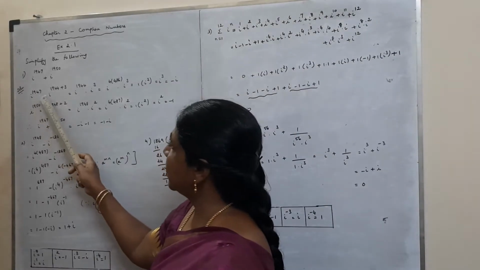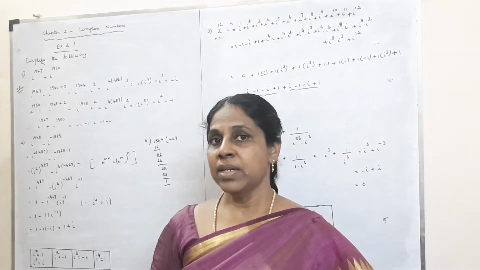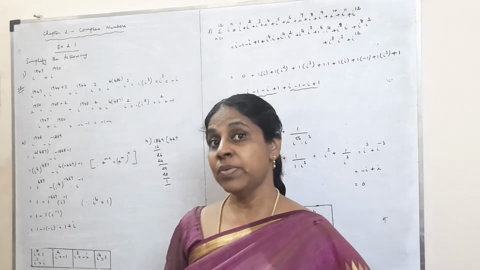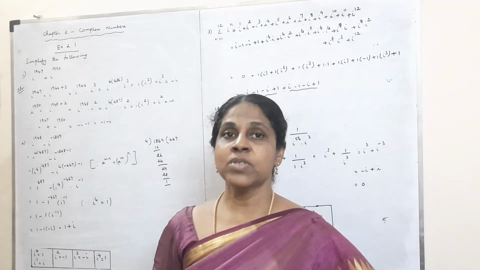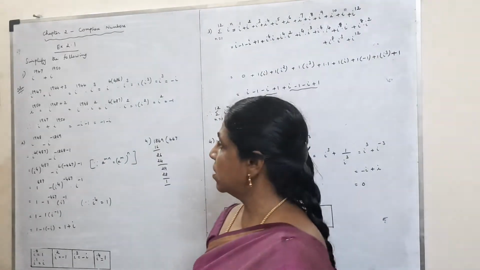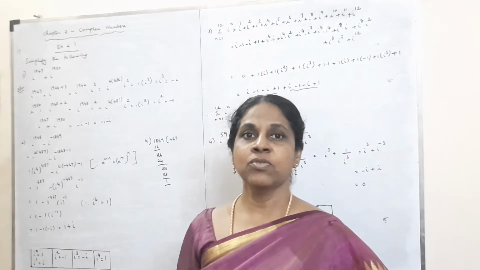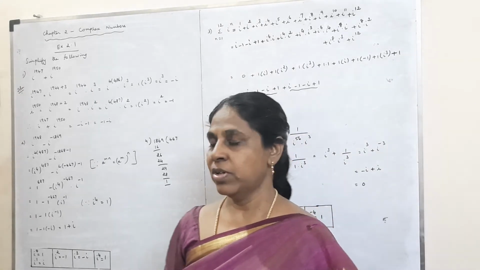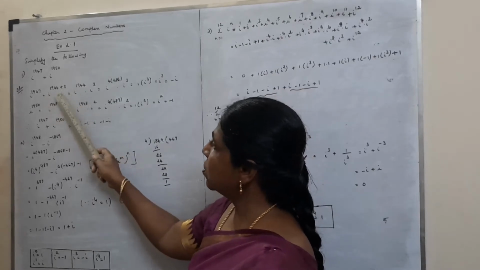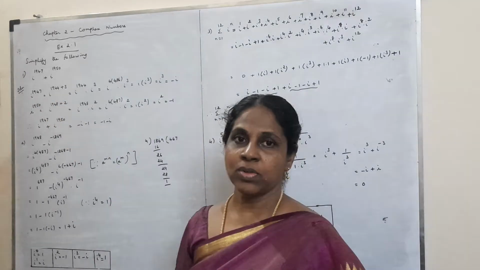So i^1947, what did we see? Any higher power, any number can be expressed as a multiple of 4 plus a remainder. Why do we express it as a multiple of 4? Because we know that i^4 is 1. By the division algorithm we learned, 1947 can be expressed as 1944 plus 3, and 1944 is divisible by 4. So i^1947 is i^(1944 + 3).